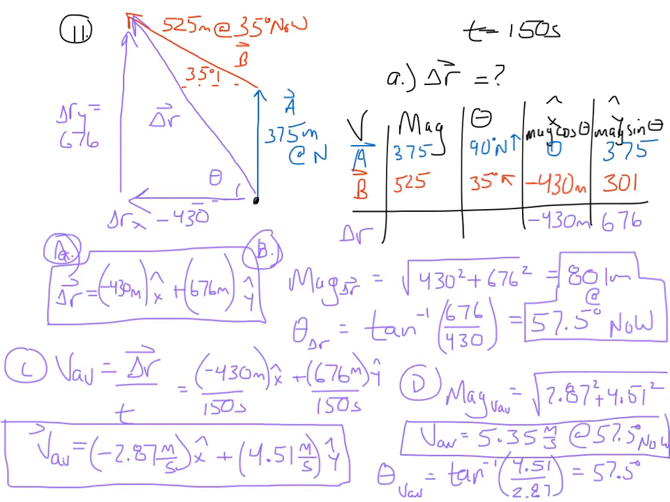The only thing that makes velocity different from displacement is that the displacement is divided by time. 430 meters divided by your seconds, 676 meters divided by your seconds right here. So we have our velocity in unit vector notation. We can easily take that with our Pythagorean and inverse tangent and turn that into magnitude and direction notation. All right? So there's example 11 for you, and I hope that helps. So good luck on your test.